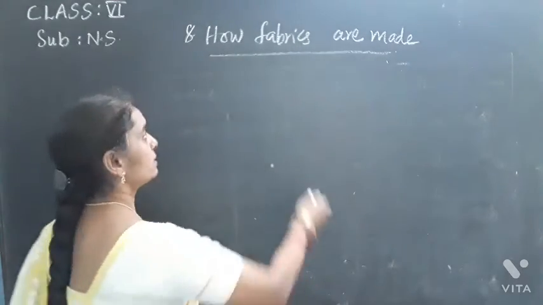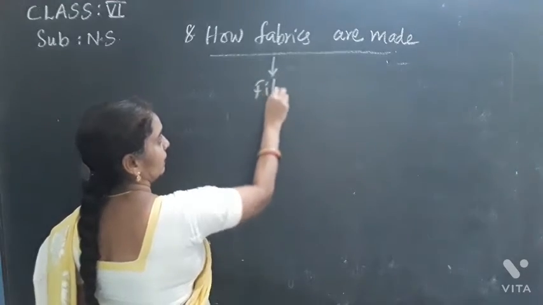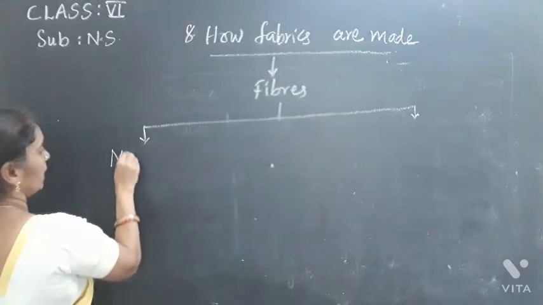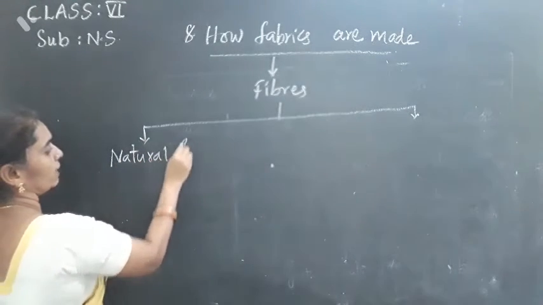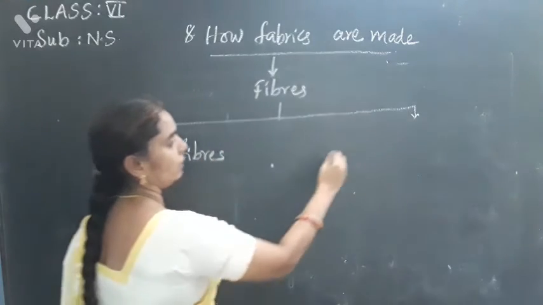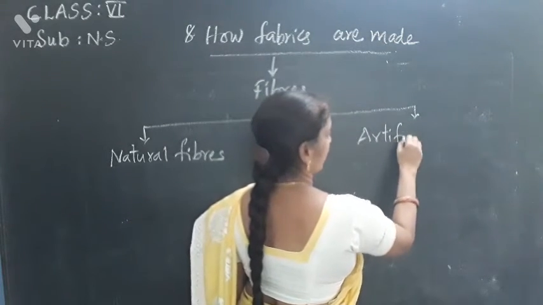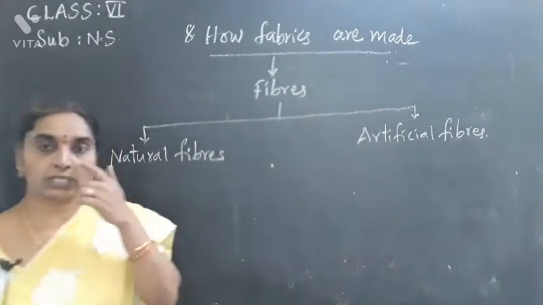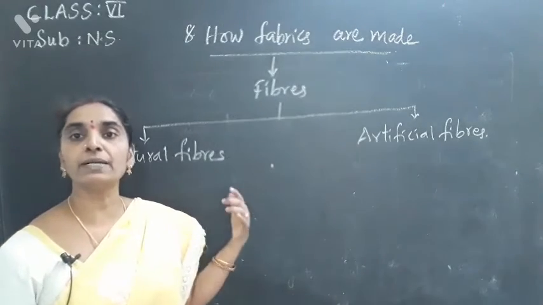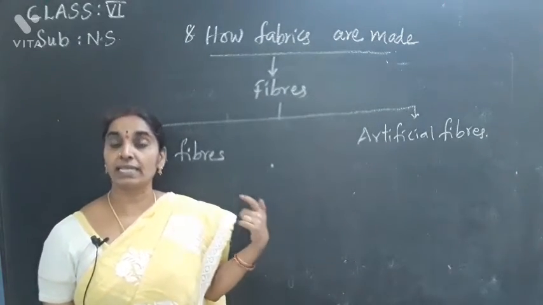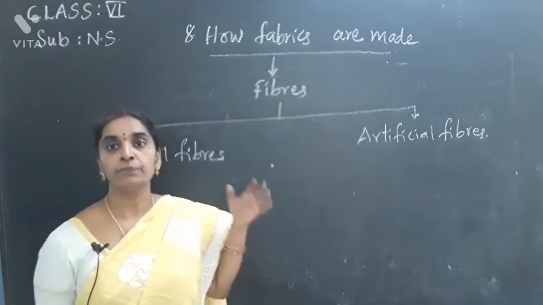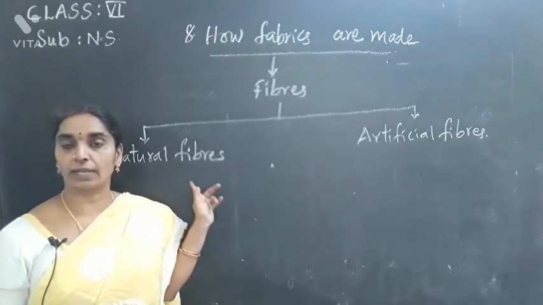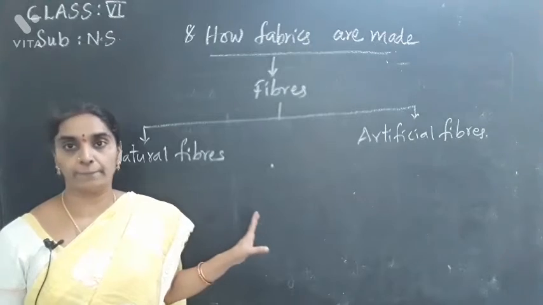So what are they? We get fabrics from fibers, and fibers are divided into 2 types. They are natural fibers and artificial fibers. Now you should know what natural fibers are. Natural fibers are the fibers that are obtained from nature, that is either from plants or animals. So these are called natural fibers. Fabrics made from the natural fibers are called natural fabrics.